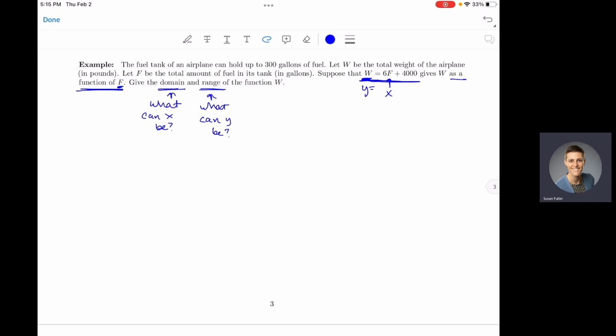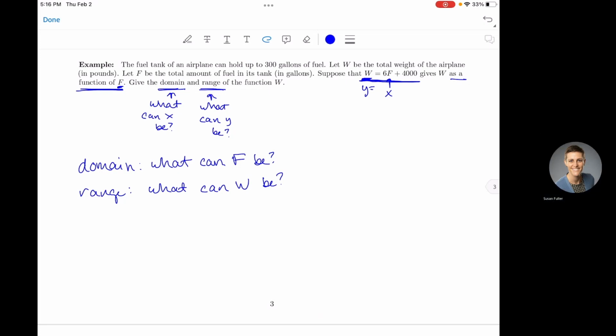So really, domain here is going to answer the question, what can F be? Because F is the variable that's standing in for X. And our range is going to answer the question, what can W be? Because W is the variable that's standing in for our Y. Okay, so let's think about this. Domain, what can F be? Let's remember what F is.